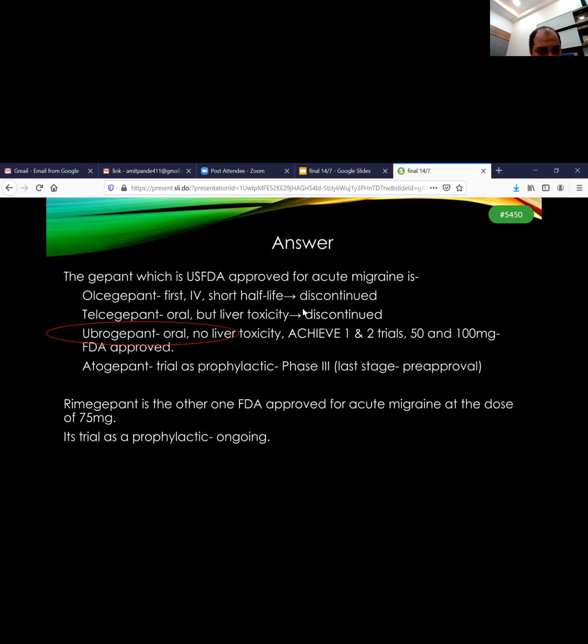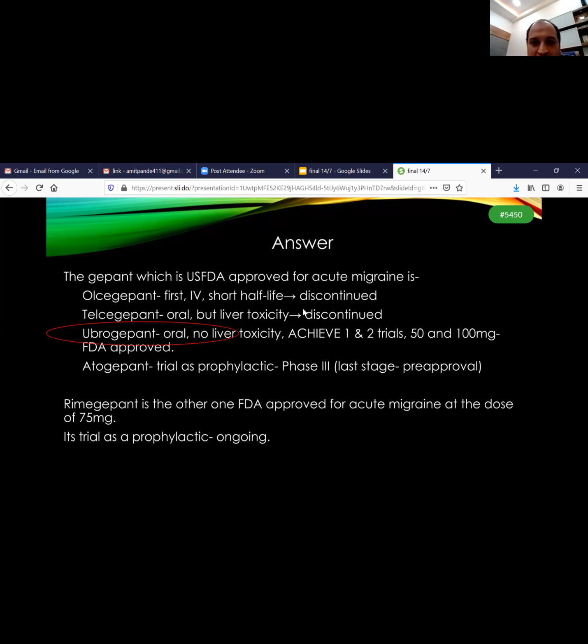The others: Olcegepant was IV, with a short half-life. It was the first one which was used, and it has been discontinued. Telcagepant is also oral but has liver toxicity, and so it is discontinued. The Atogepant trial is going on. It is used as a prophylactic. It is in phase 3. The other drug, Rimegepant, is the other one FDA approved for acute migraine at a dose of 75 milligram. Its trial as a prophylactic drug is ongoing. So your answer is Ubrogepant, which 61% of you have answered correctly.